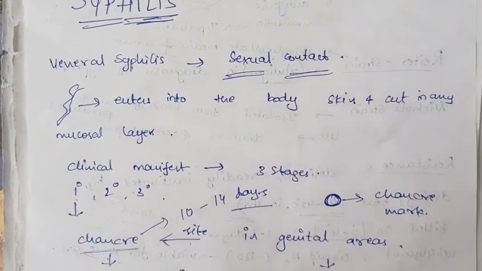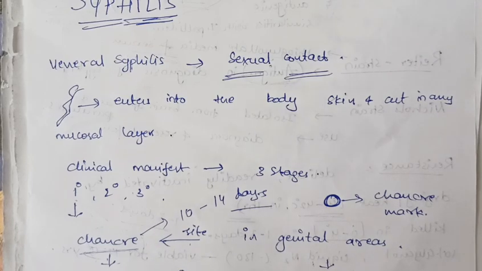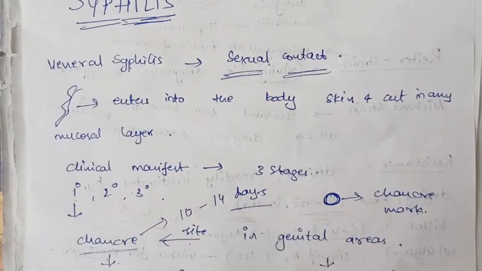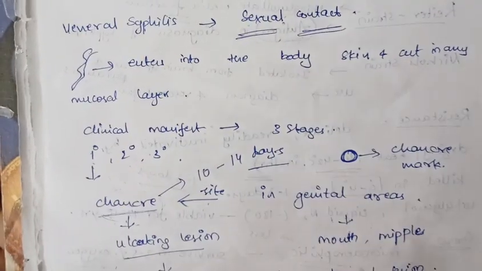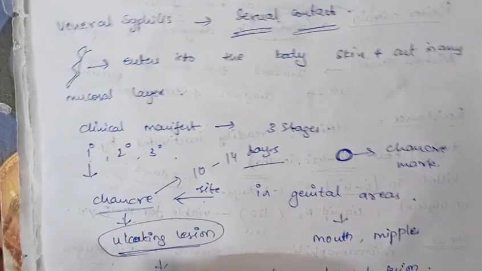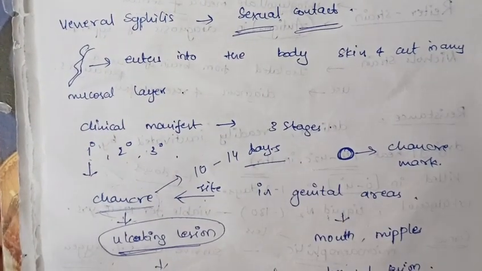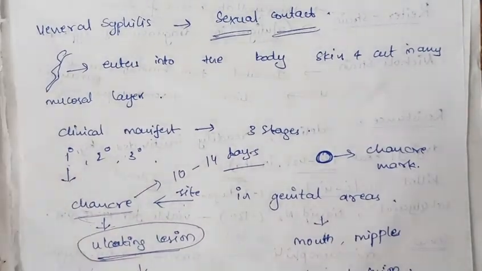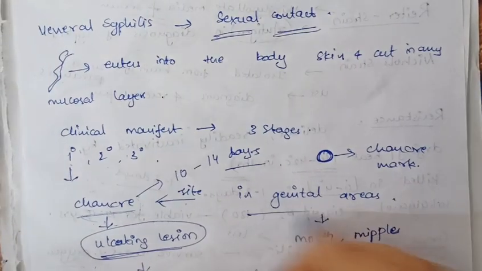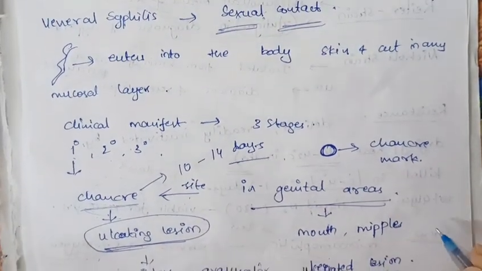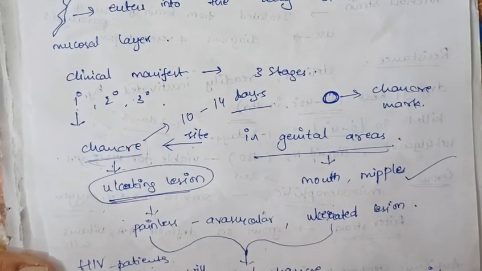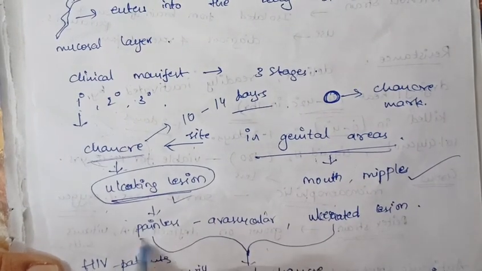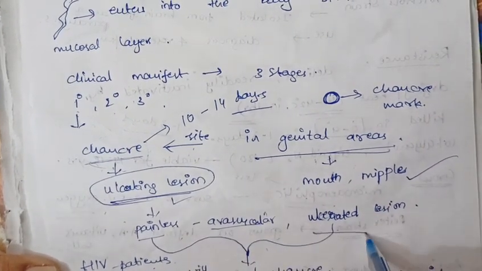In the primary stage, the first clinical manifestation that appears is the canker. What is meant by a canker? A canker is nothing but an ulcerating lesion. Whenever the spirochete enters the body, a canker is formed at the site of infection. Usually it occurs in the genital areas, rarely in areas like the mouth, nipples, etc. Generally, the first ulcerating lesion formed is usually a painless, avascular ulcerated lesion.